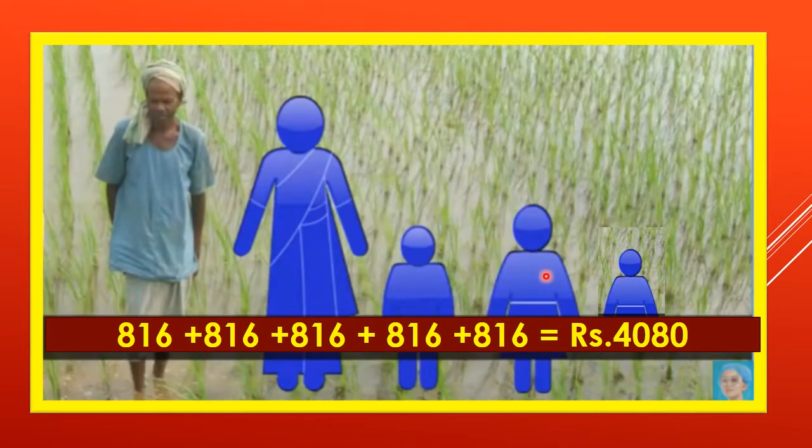Children, note that the poverty line income is fixed on a per person basis. Thus, to find the poverty line for a family, this monthly income needs to be multiplied by the number of family members. Like in this case, we see there are 5 members in this family. So per person in a rural area is 816. If we multiply it by 5, we get 4080. So the minimum poverty line income for a rural area is 4080 rupees.